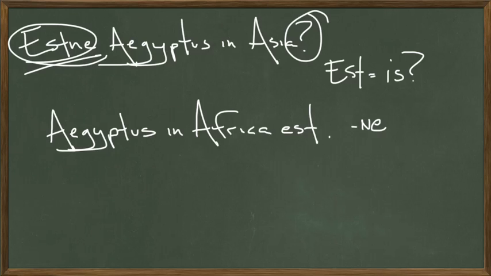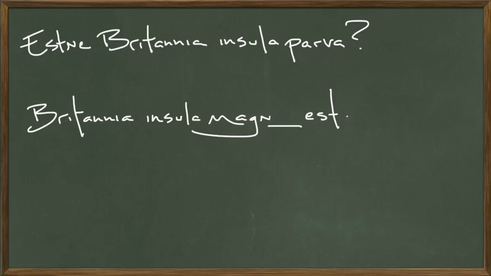That's it. So the question here is, "Is Egypt in Asia?" And of course it's not. "Egyptus in Africa est." Here's another one. "Estne Britannia insula parva?" There's that estne again. Is Britain a small island? Is it a small island? Now the most common answer to this question I get is "Britannia insula magnus est."